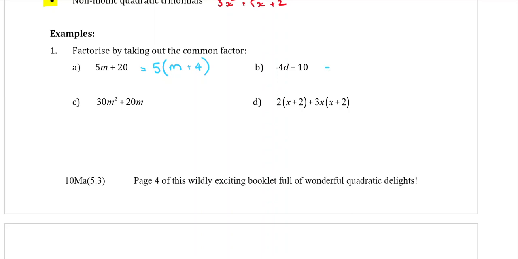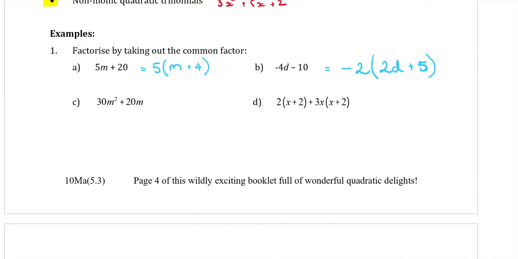Part B, negative 4d minus 10. Negative signs can be factors, and if they're in both of them, you really should take the minus sign out the front as a factor. 4 and 10 can both be divided by 2, so that's minus 2 as my factor out the front. Now dividing each of my terms. Minus 4 divided by minus 2 makes a positive 2, and I'll still have the d as well. Then minus 10 divided by minus 2 will make a positive 5. So that sign in the middle of that bracket there does need to be a plus sign.